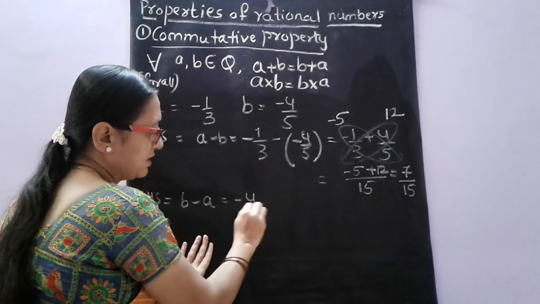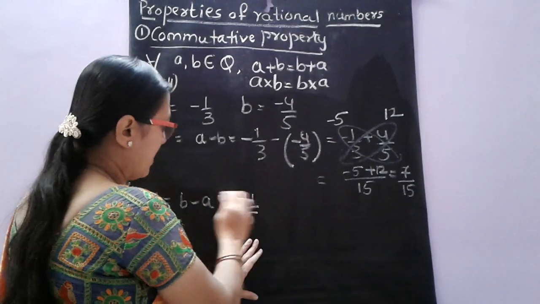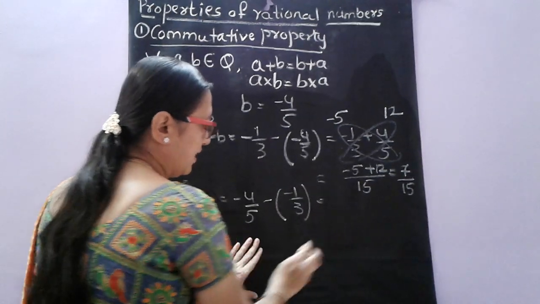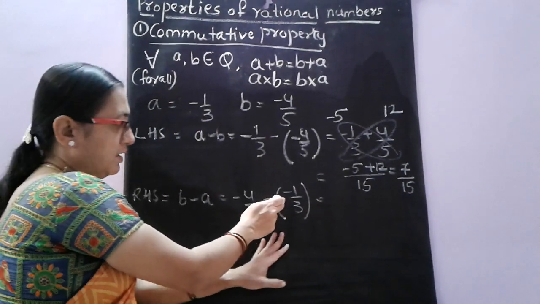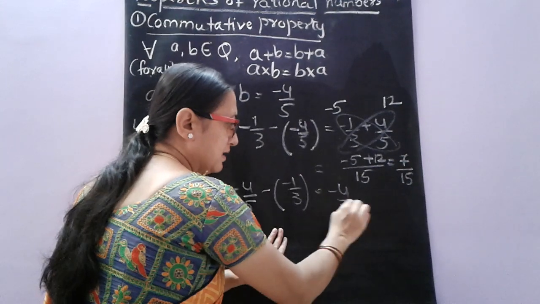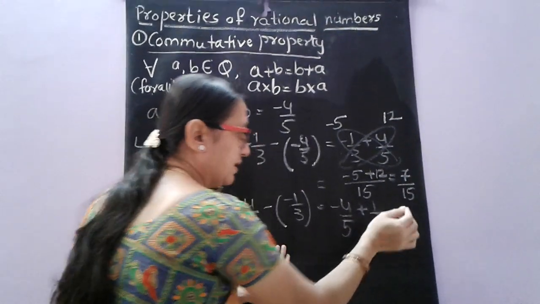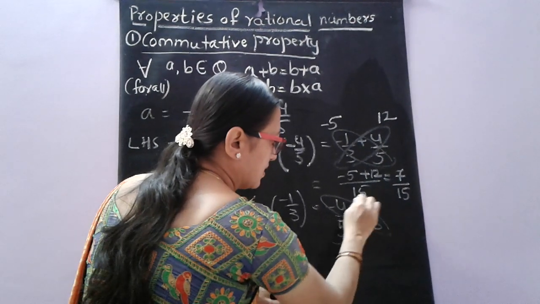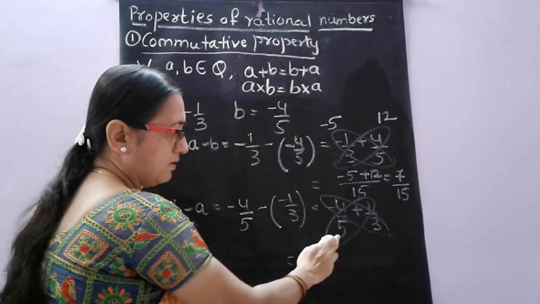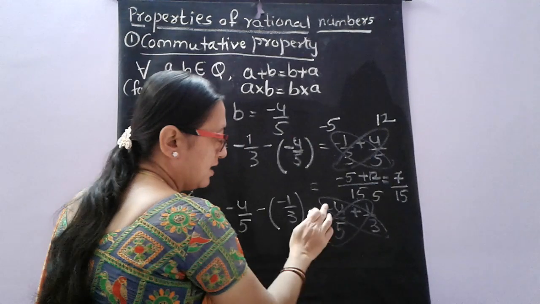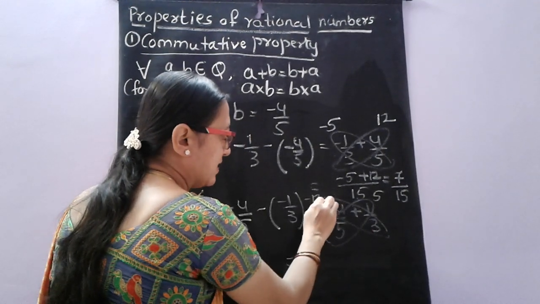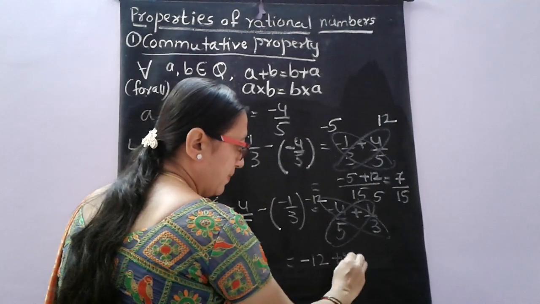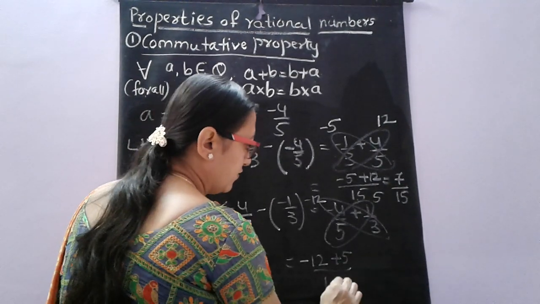B is minus 4 by 5 minus 1 by 3. Again multiply these two. This is minus 4 by 5 plus 1 by 3. Yes. Again butterfly. This is equal to 5 ones are 5. Minus 4 into 3 is minus 12. So the value is minus 12 plus 5 by 15.